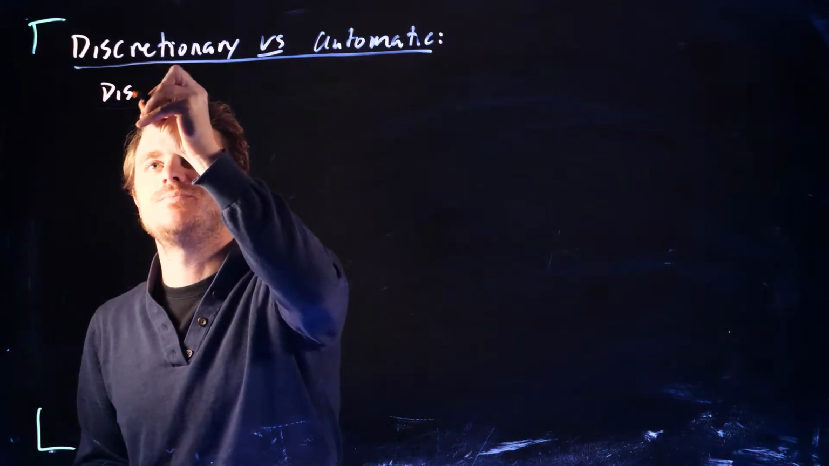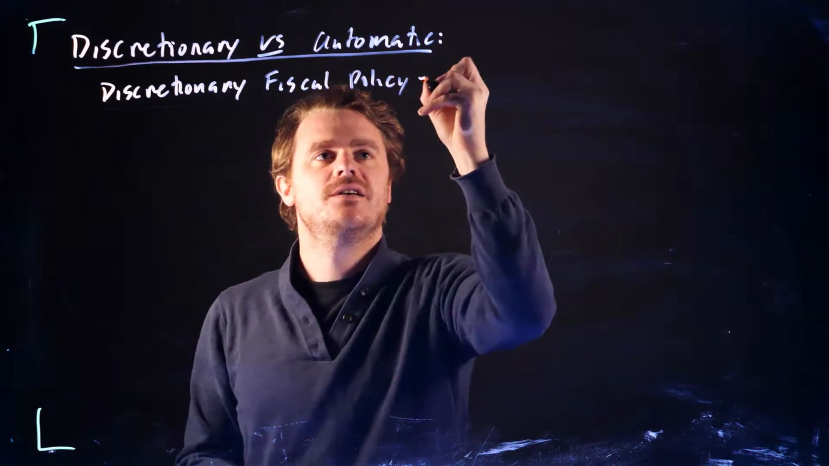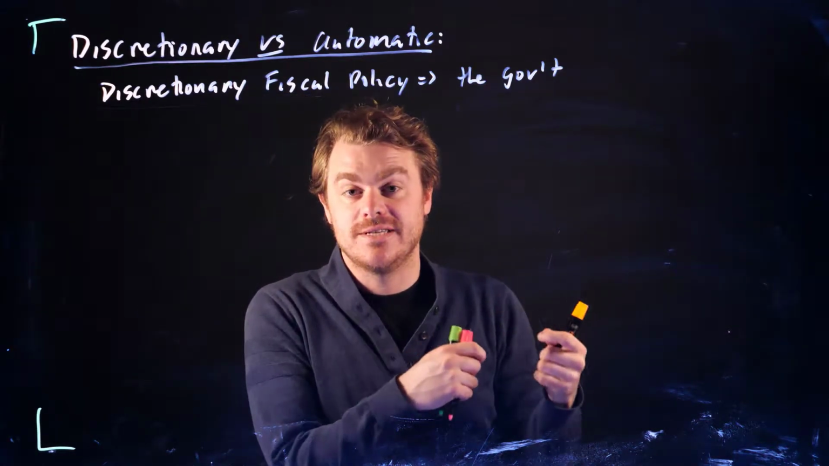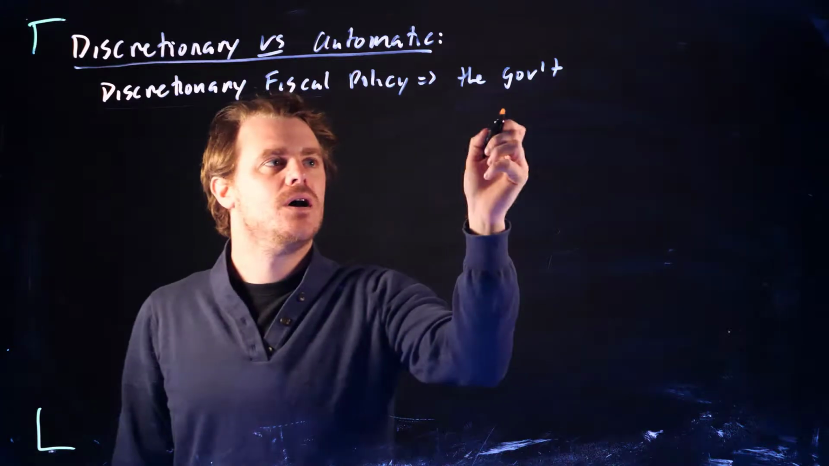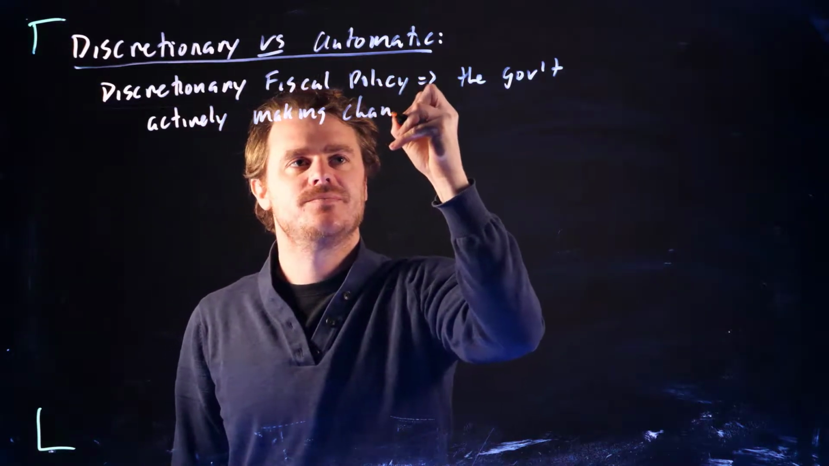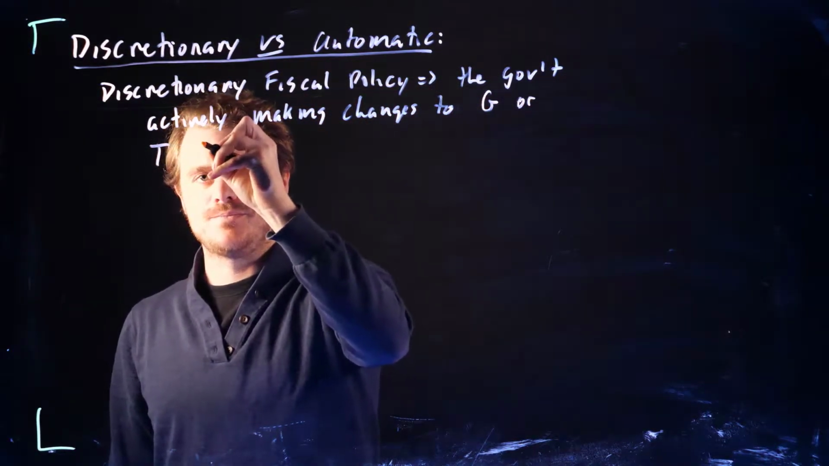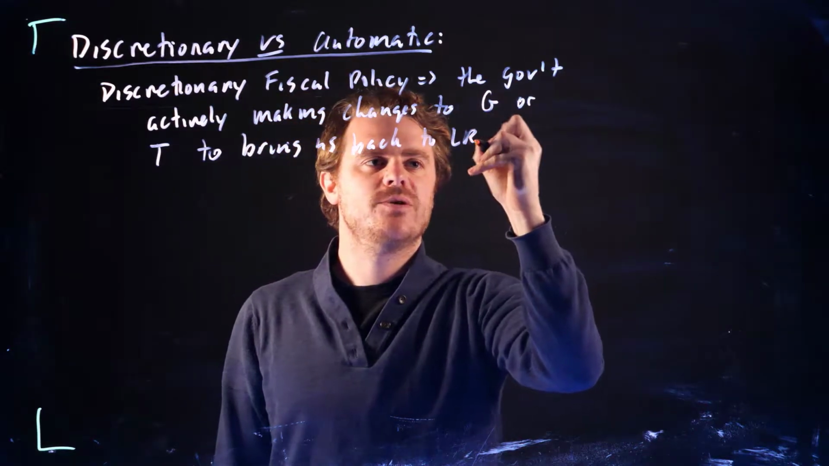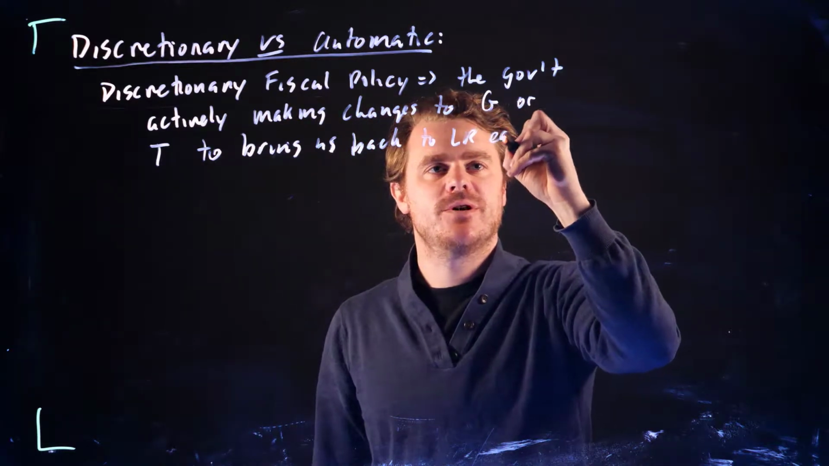So discretionary fiscal policy is the government actively making changes to G, capital G, or capital T, government purchases or the tax rate, in order to push us back to long run equilibrium, or at least stop some volatility and limit the output gaps from long run equilibrium.